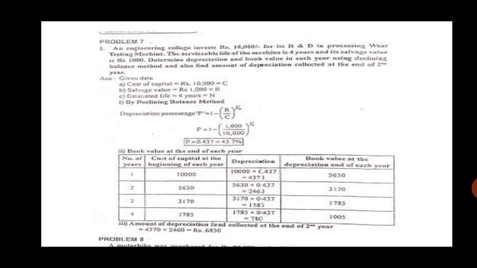Okay, the amount of depreciation fund collected at the end of the second year will be what you have collected. First year you collected 4,370, second year you collected 2,460 rupees. So you add both years, it becomes 6,830 rupees. You can see here in the declining balance method, the depreciation initially in the first year is 4,370, second year reduced to 2,460, third year reduced to 1,385, finally fourth year it is 780. So it is the declining balance method. And here the cost of the capital is also reducing, and the depreciation is also reducing.